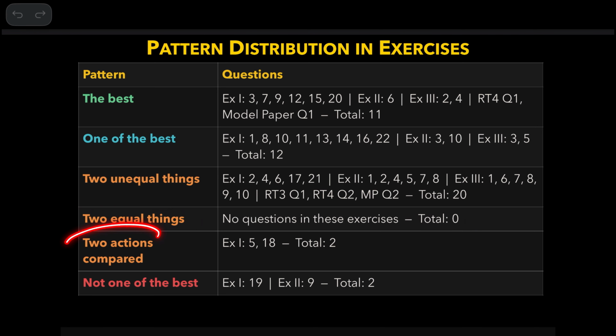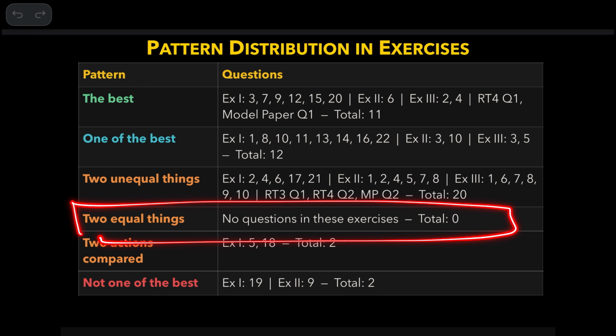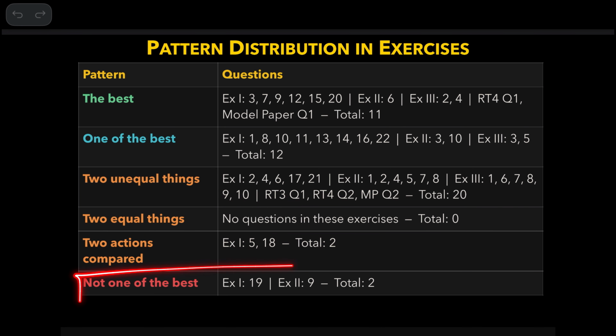And from this pattern, where two actions are compared, only two questions are there. And not one of the best, there are two questions. So you can actually ignore this completely, this pattern, except the example given above in the first table. And if you are a little confused with this, it's okay. What you'll have to focus on are these three very, very important patterns.